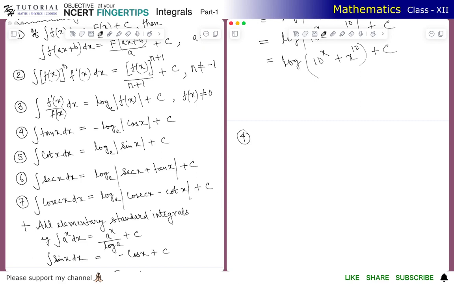Okay, so the problem is the integral of sin square x divided by (cos x to the power 14) whole power 1 by 3 dx.